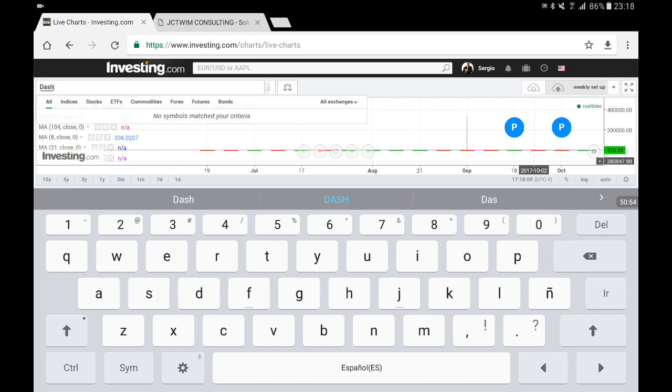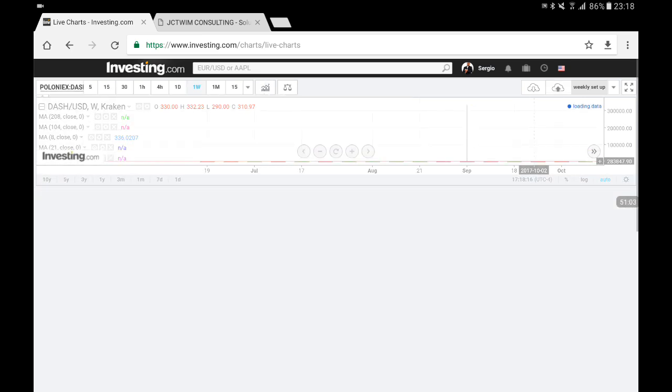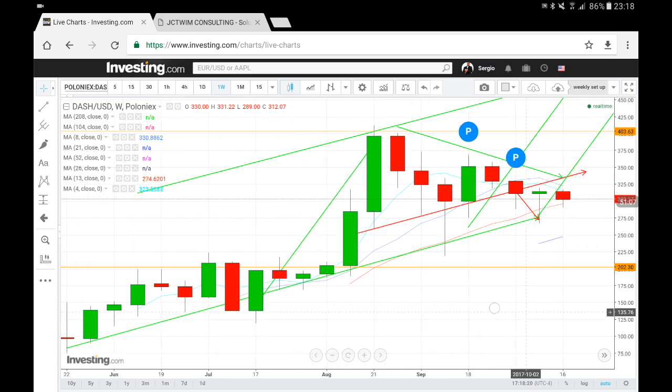But let's see another exchange. That's prices from Poloniex. Let's try this one. Oh, okay, here, yeah, because the price is from Kraken.